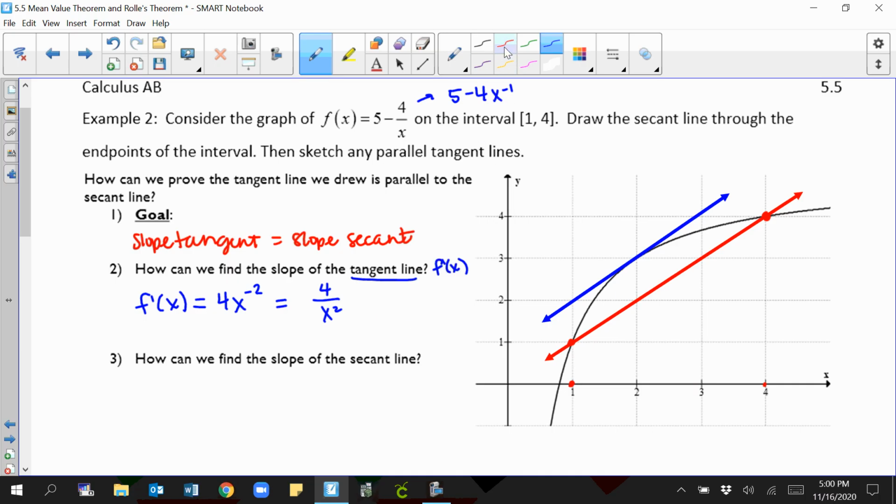Then to find the slope for our secant line, that's our average rate of change. So I'm going to do f of 4 minus f of 1 over 4 minus 1. So f of 4 is 4, minus f of 1 is 1, over 4 minus 1, so 3 over 3, which is just equal to 1.